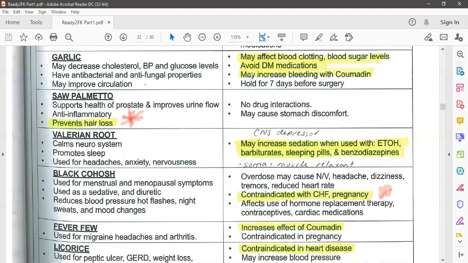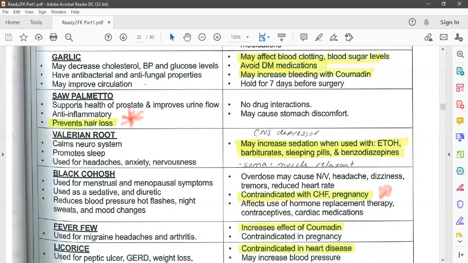So let me read it. May affect blood clotting, blood sugar level, avoid with diabetic medication, may increase the bleeding with coumadin. So garlic and coumadin not together. Garlic and antihypertensive not to give together.